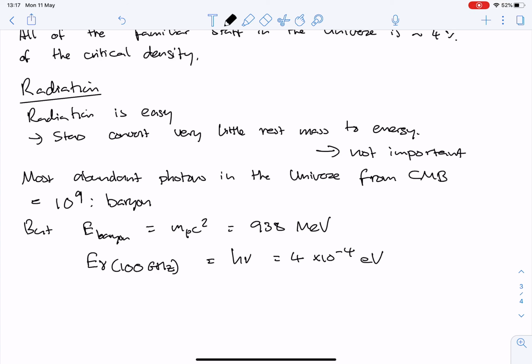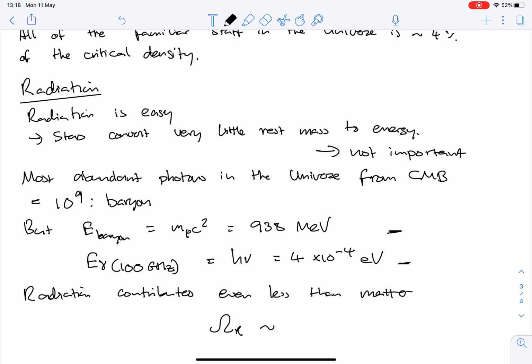So the difference between this energy here and this energy here is much more than a factor of 10 to the 9. So radiation contributes even less than matter. And in fact, omega R is of order 10 to the minus 4.